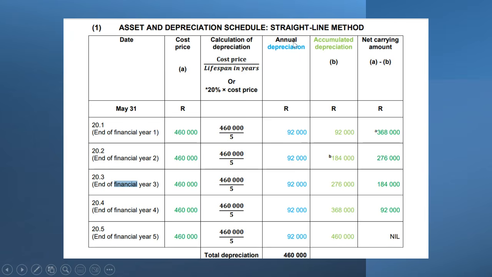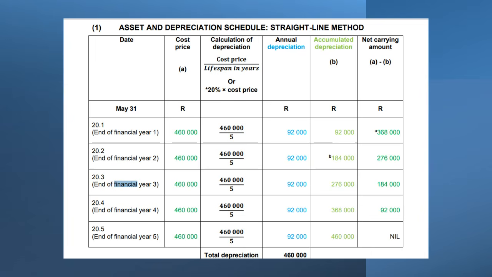So if your annual depreciation is 92,000 rand on year one, that's the end of 20.1, your accumulated depreciation will also be 92,000 rand. Why is that? We said for you to record a depreciation expense, you're going to debit what? The depreciation expense of 92,000 rand, because it's an expense, it increases on the debit side. And what are you going to credit? You're going to credit the accumulated depreciation.